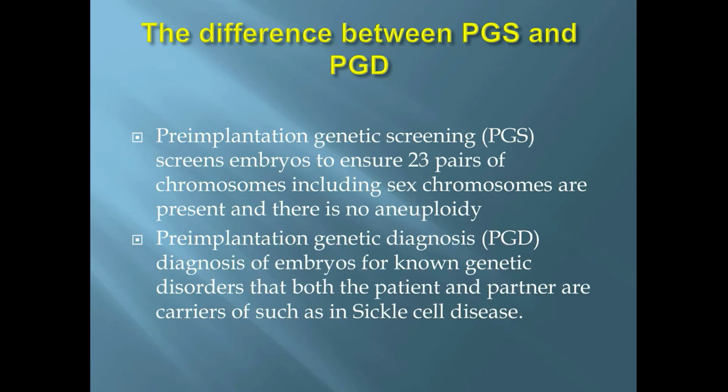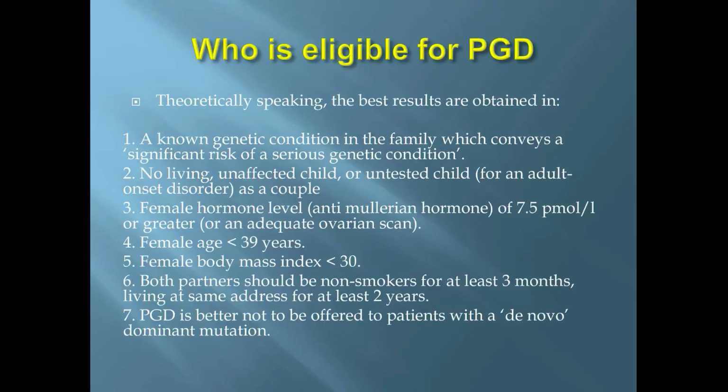Somebody might ask, what is the difference between PGS and PGD? Pre-implantation genetic screening, or PGS, employs the screening of embryos to ensure that 23 pairs of chromosomes, including sex chromosomes, are present and there is no aneuploidy. While pre-implantation genetic diagnosis, the PGD, is the diagnosis of embryos for a known genetic disorder that both the patient and the partner are carriers of, such as sickle cell disease, thalassemia, etc.